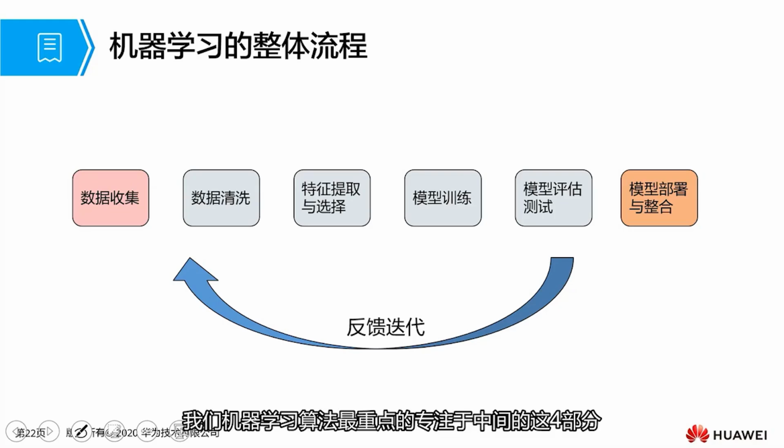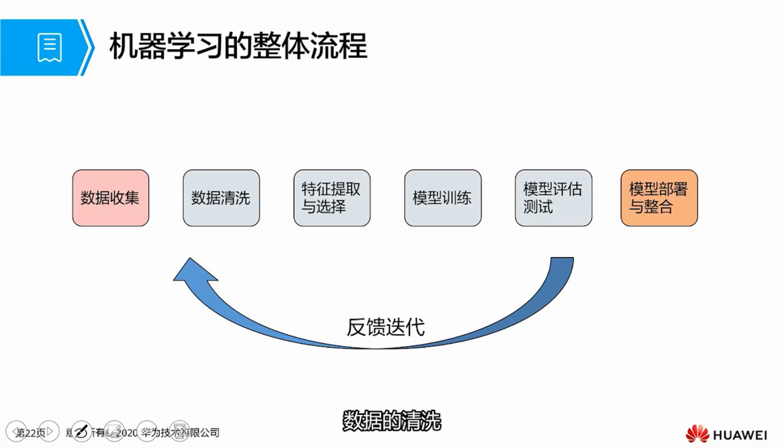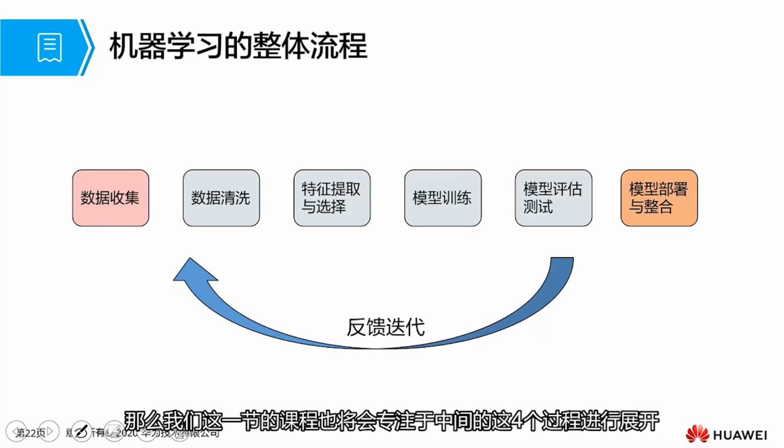The key focus is on these four central parts: data cleaning, the selection of features, model training, and testing and evaluation. If the result is not good, iterate again. You need to clean the data again, choose some better features again, then train the model again and evaluate, until the model you eventually form can meet the requirements of practical projects. Then your entire machine learning process is considered complete, and you have finally formed an effective model. So for this lesson, we'll focus on elaborating on these four intermediate processes.